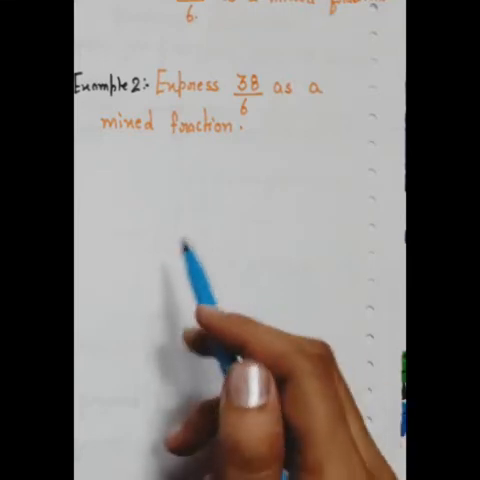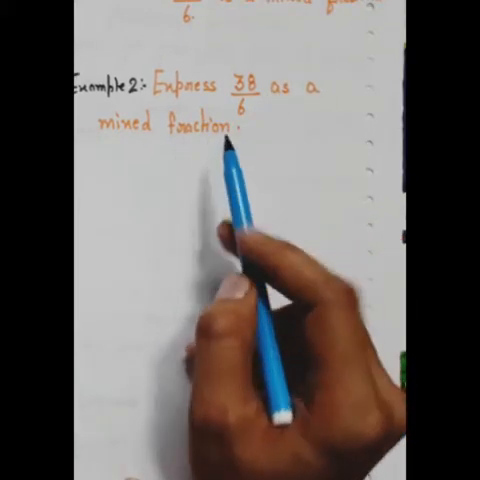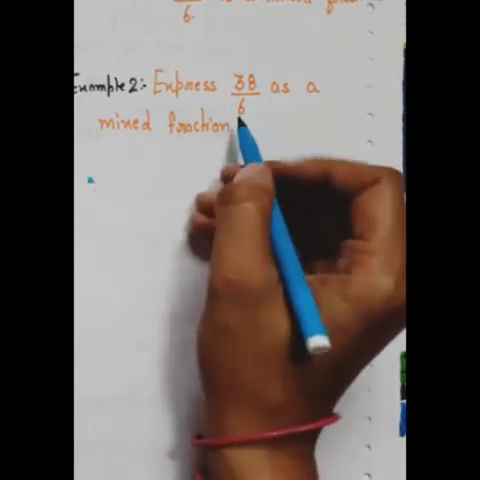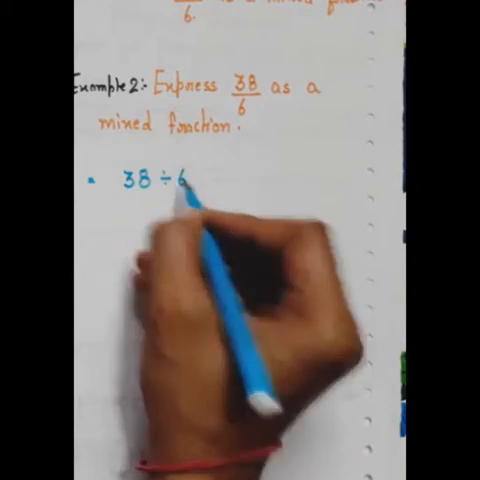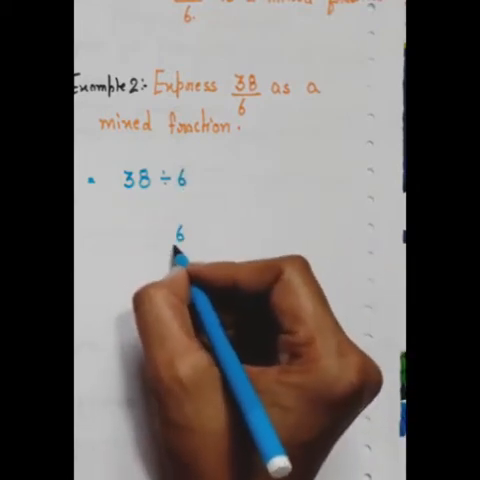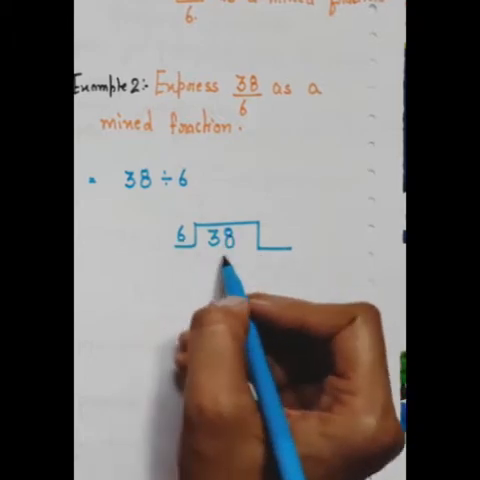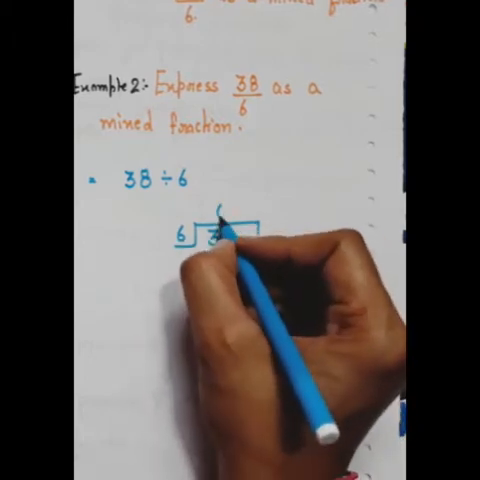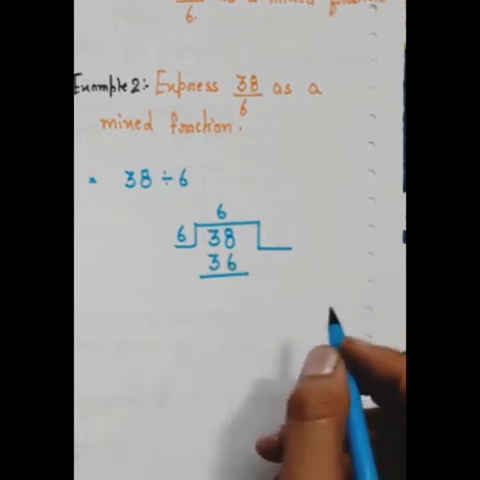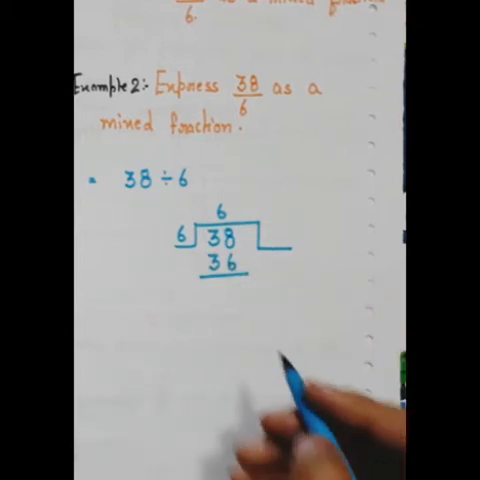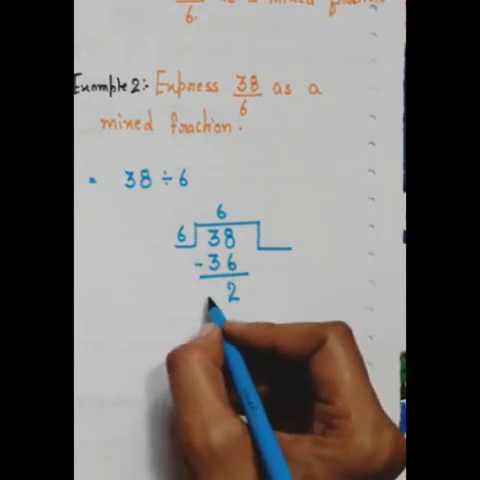Your second example is express 38 by 6 as a mixed fraction. So what will we do? We will divide these two. So 38 divided by 6. Now we will do the division over here. Okay. And I will write 38 over here. Now 6 6s are 36. And when you subtract these two, your remainder is coming 2. Okay, 38 minus 36 will be 2.